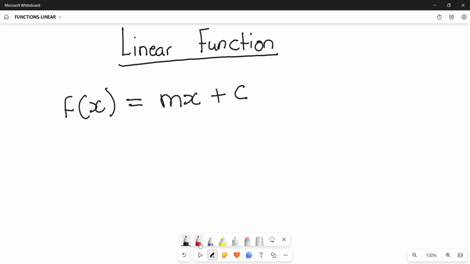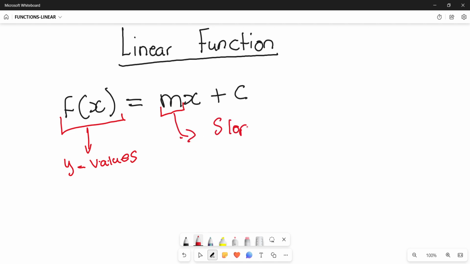We said that f(x) represents what? It represents y values. And m represents what? Our slope, or the other word for that, a gradient.